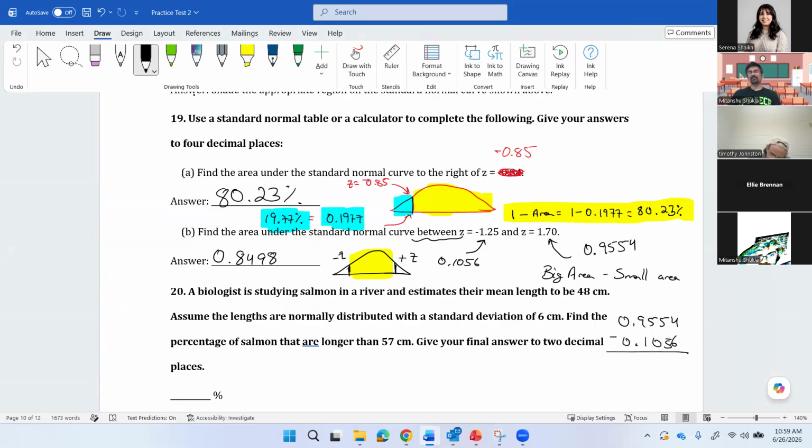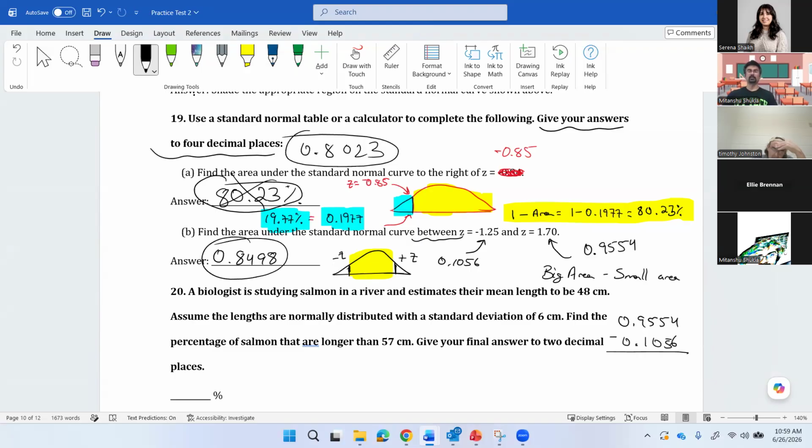Okay. And please read your instructions really carefully. I know we wrote a percentage here, but we would have been docked for that. Because what are they saying? Give your answer to 4 decimal places. When they do that, they want the area, not the percentage.